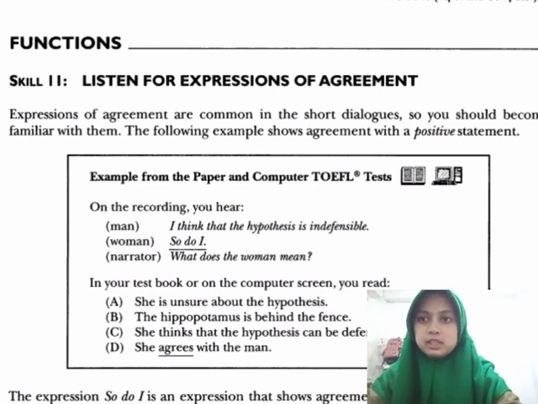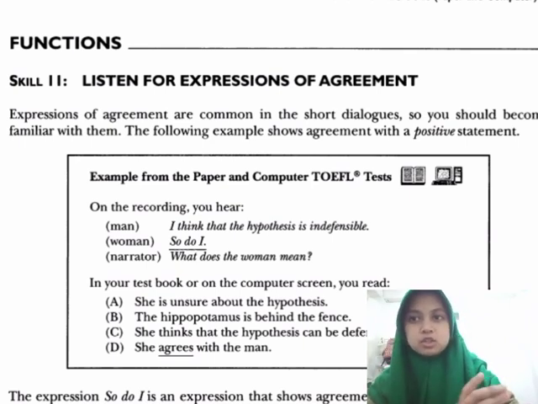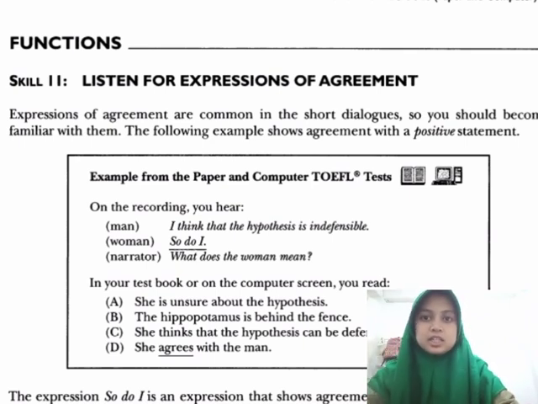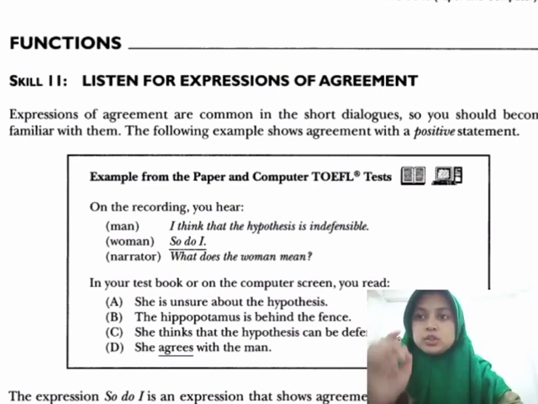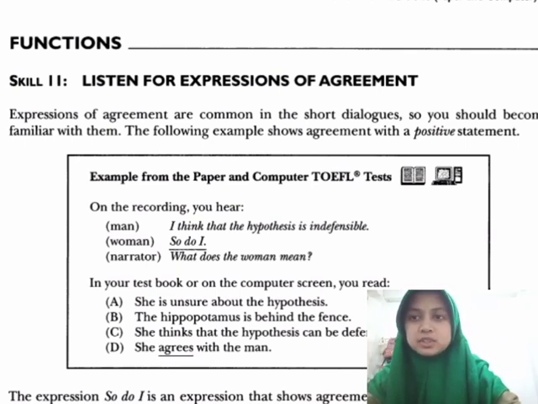Alright, and now we are going to talk about the 11th strategy, the 11th skill. The skill is to listen for expressions of agreement. Expressions of agreement are common in short dialogues, so you should become familiar with them. The following example shows agreement with a positive statement.